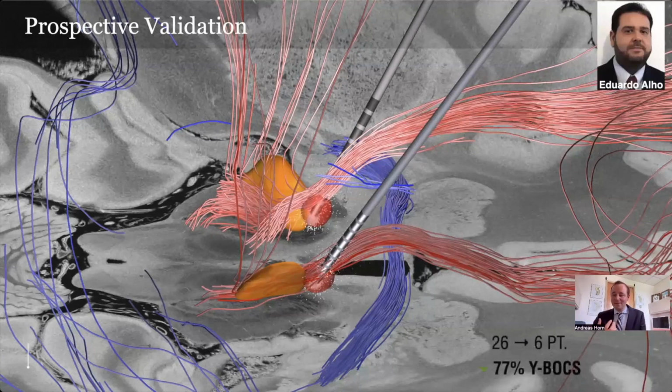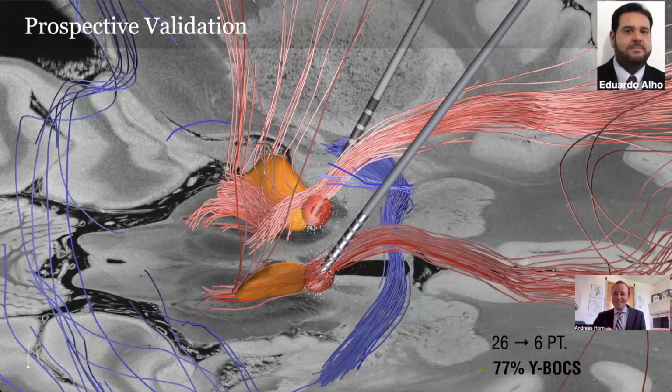And then one day after this, they already received a call from the family and from the patient that there was a remarkable difference. And then 3 months afterwards, which is very rapid, they came back in, did another Y-BOCS, and it improved by 77%.